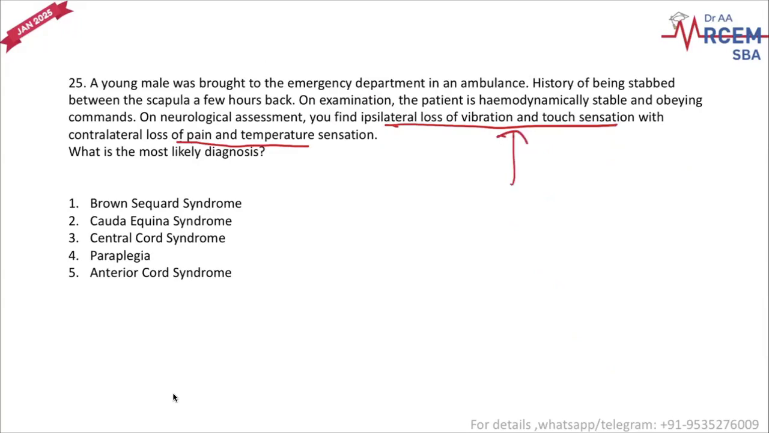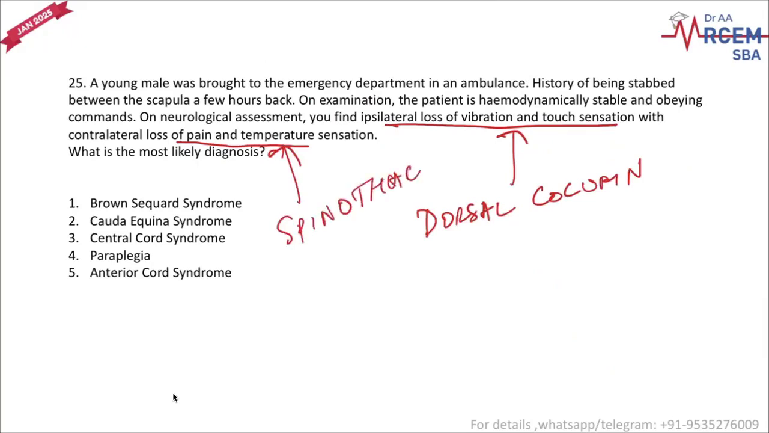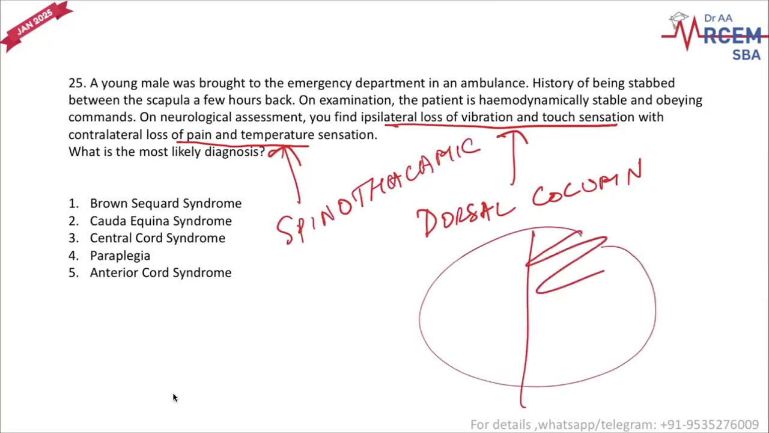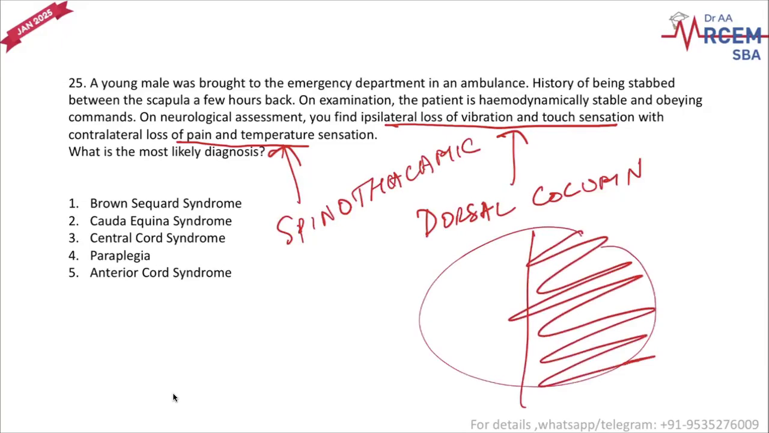Ipsilateral loss of vibration and touch, that means the dorsal column, which is on the same side. Pain and temperature is the spinothalamic tract, which crosses in the spinal cord itself. That's why it is contralateral. That means one half of the spinal cord is injured, which is seen in Brown-Sequard syndrome. Most common mechanism is stab or gunshot injury.